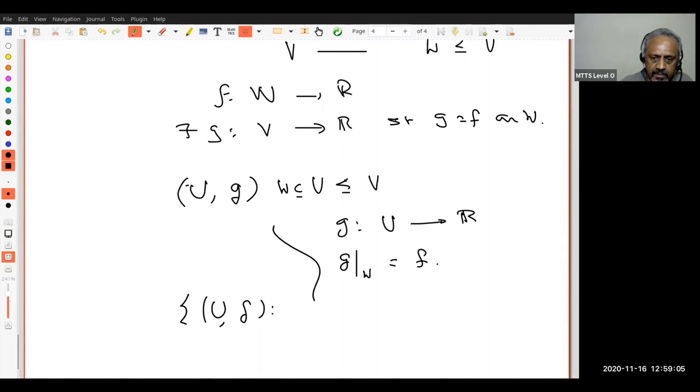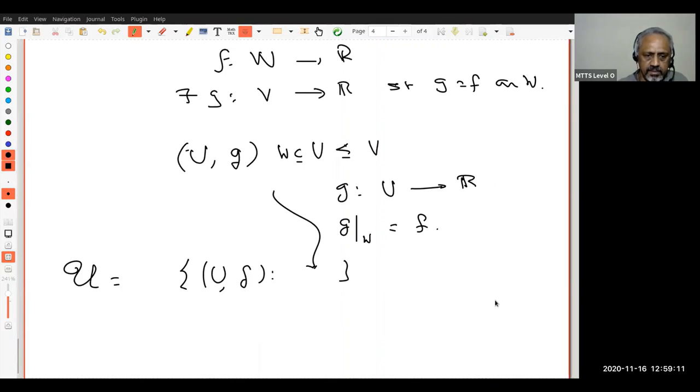Okay, this is my collection script U. All of you understood that? So it is not only subsets, it is an ordered pair. The first is a vector subspace of V which contains W. The second thing is a function from U to R, a linear map, of course linear, and such that it extends F. Do you follow that? Okay.